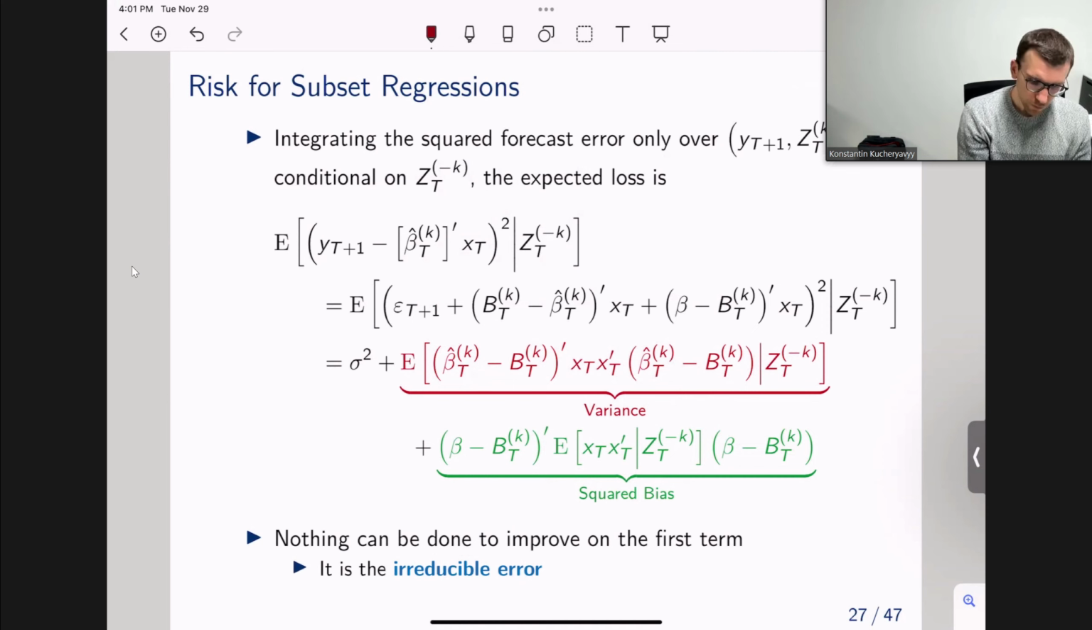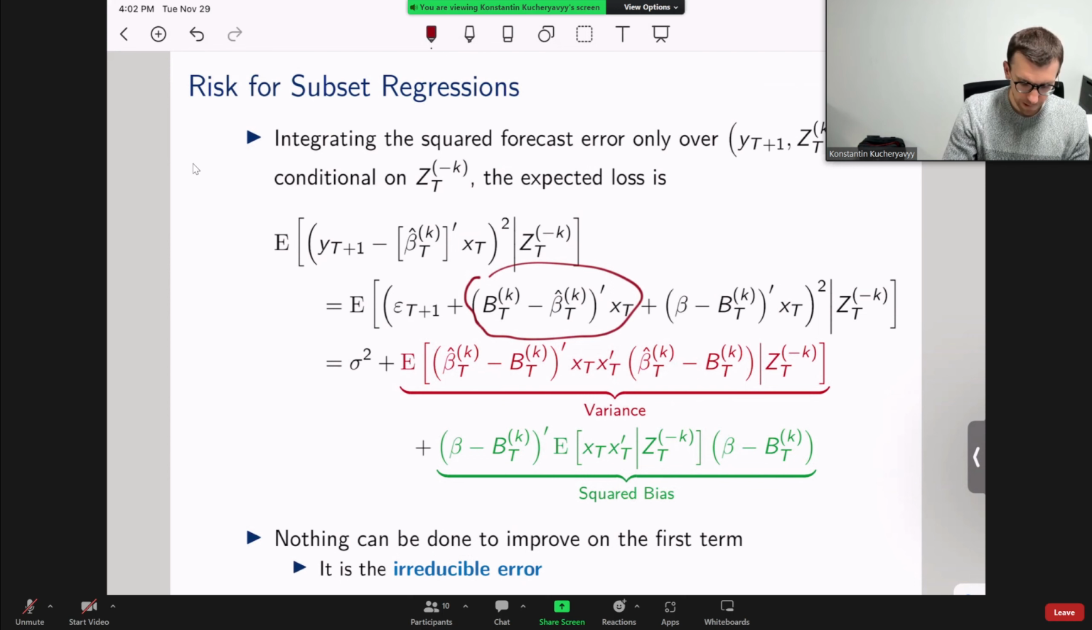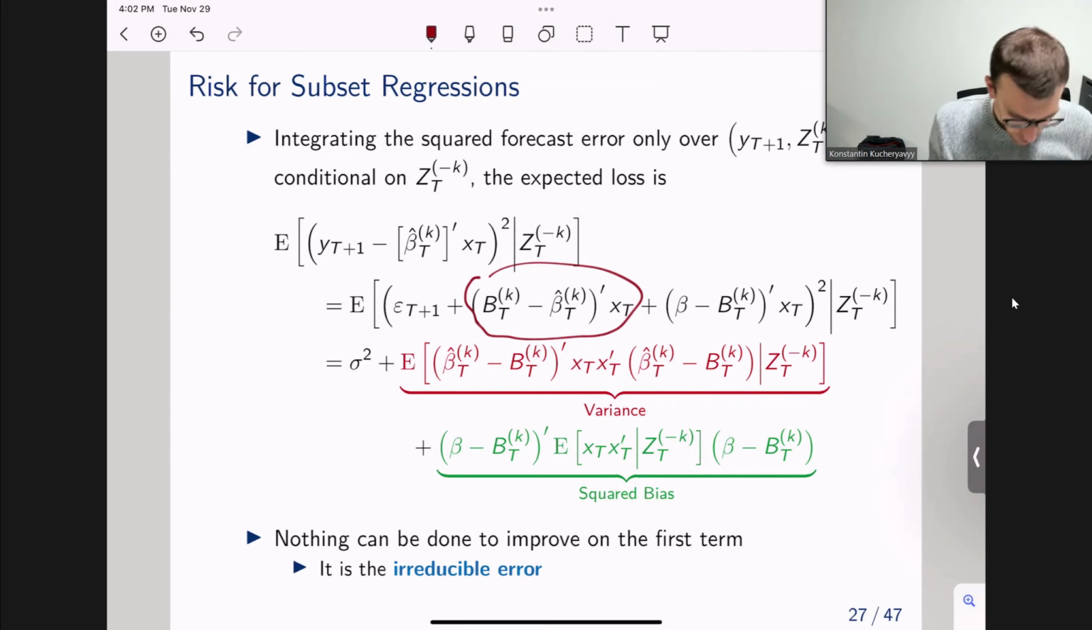Then the second term is generated by this guy, and it's the so-called source of variance, and I'm going to explain why this is called the variance term in a sec in the next slide. And the third term is the squared bias term. You can maybe already guess intuitively why the red one is variance and the green one is bias.